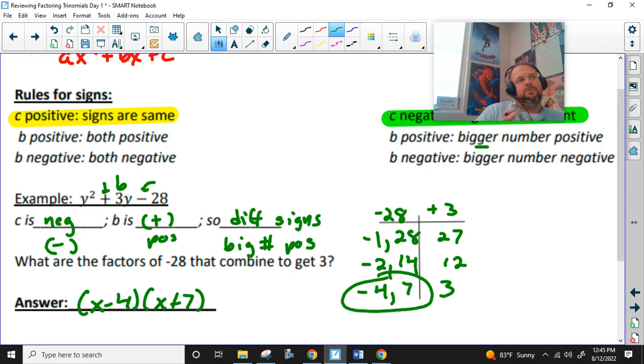So that's what those rules mean, when they're both positive, negative, different, and stuff like that. Somebody, y'all kind of remember this a little bit?